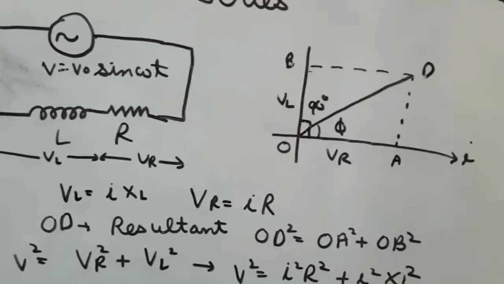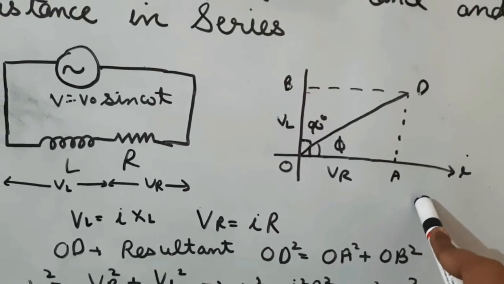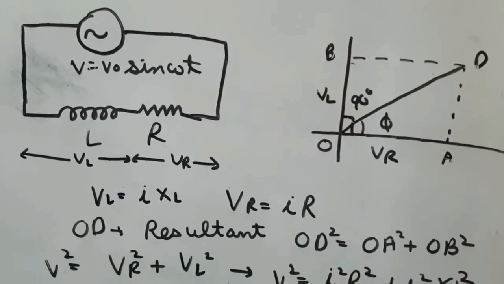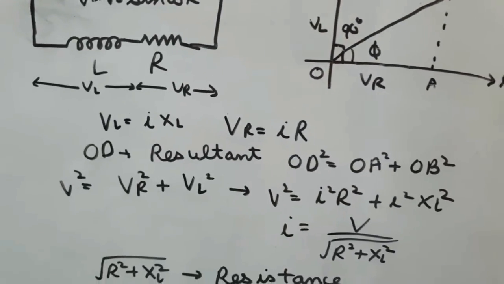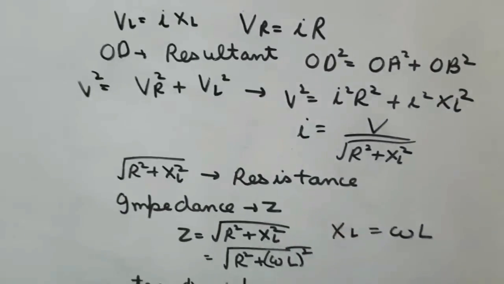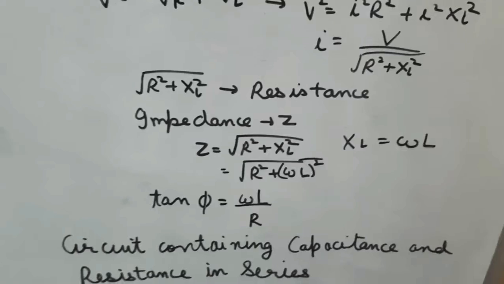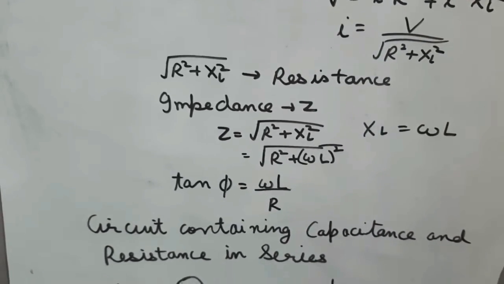So the total phase difference between the voltage of the resistor and the voltage of the inductor is also 90 degree. So we have done this. In this, the resultant voltage is under root of R square plus omega L whole square, and our tan phi is omega L upon R.